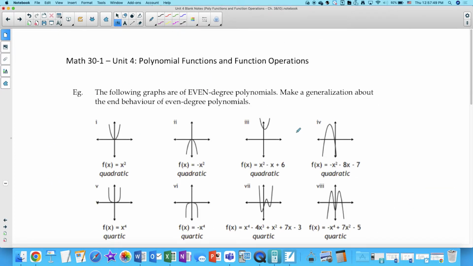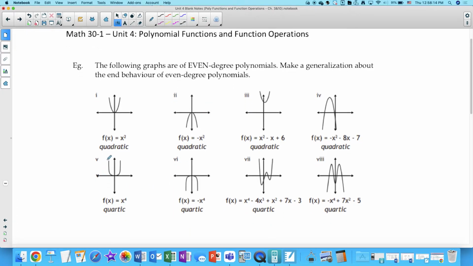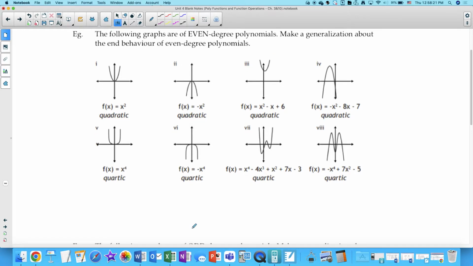So what I have here is a bunch of different functions that have been graphed for you. They are all polynomial functions. If you look at the top line, these ones are all quadratics. They look like parabolas. Okay? And then in the bottom row, we've got some quartic functions. A quartic function is something that's degree 4.